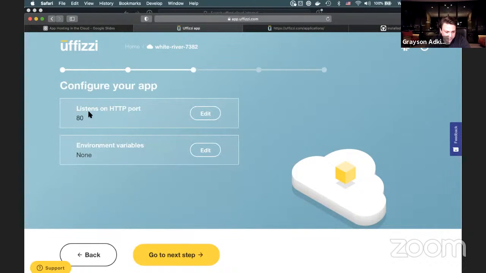Configuring our app, this app just listens on port 80. There are no environment variables for it, but I could add those if I wanted to, for example, to connect to a third-party API or MongoDB or an S3 bucket or something that I wanted to connect to. I can do that through the environment variables here.